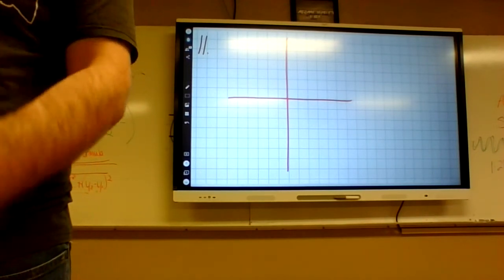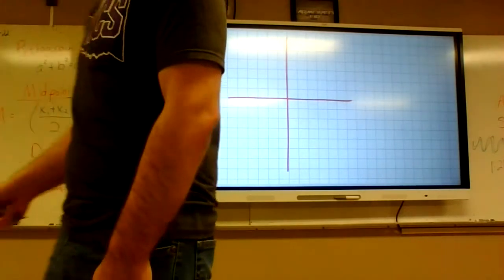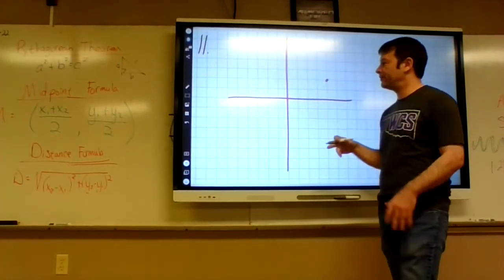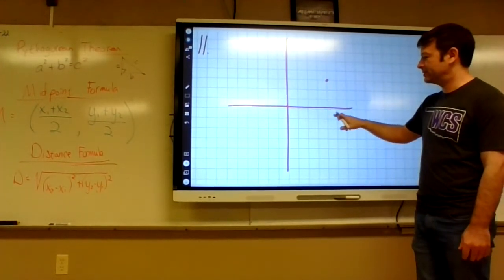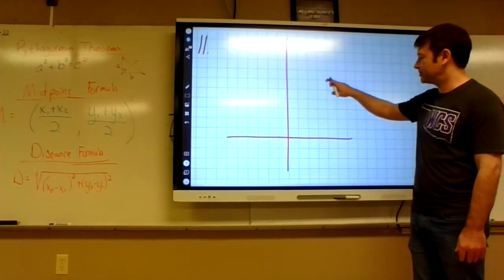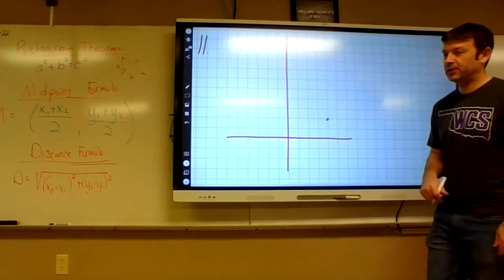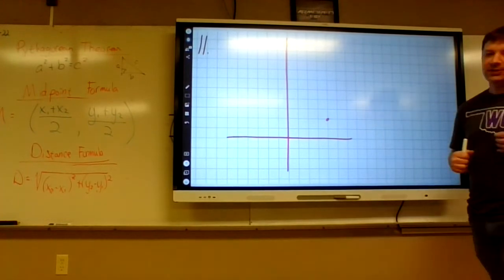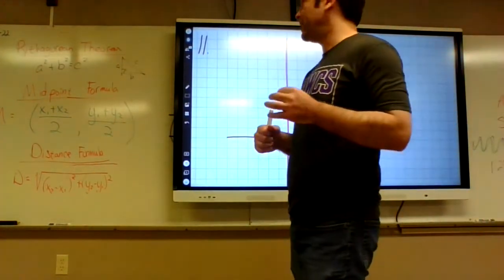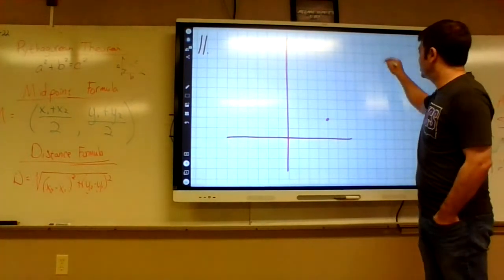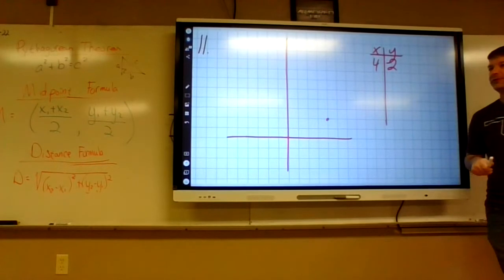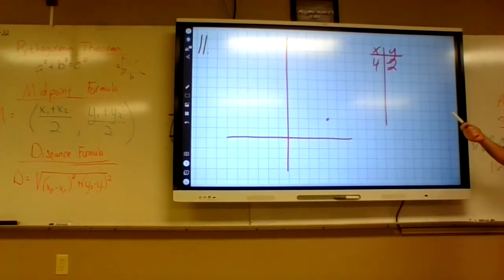Alright. 4, 2 is the vertex, right? And we know it's going to go up from there. So maybe I should have put my x-axis lower. It's too late for you guys. Because I know it's going to go up. Okay, what would be a good x value? I already know 4 and 2 go together, so if I plug in 4, I should get 2. But what would be another good x value to plug in?